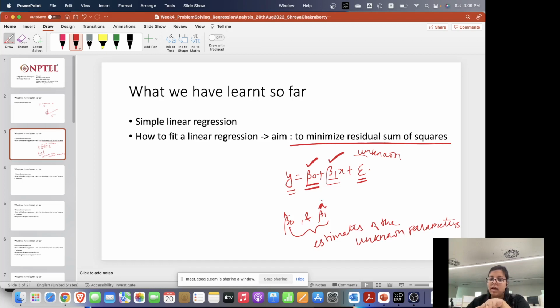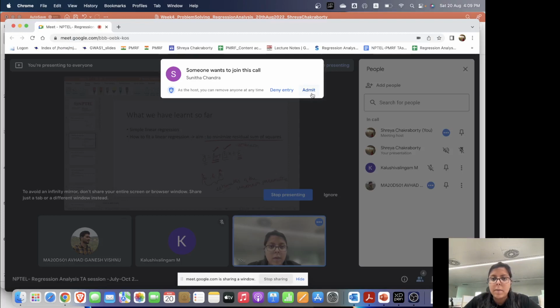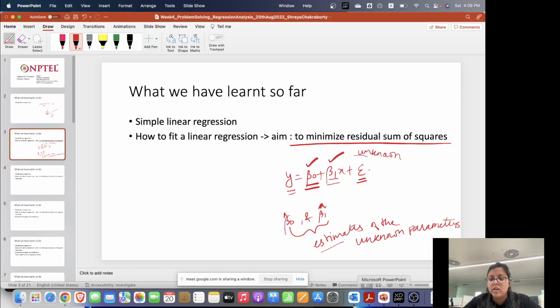Whenever we write a hat, we are estimating the unknown parameters by which the y's, the dependent variable, and the independent variables could be related. Is this clear? Yes. Okay, so I'll just move on.